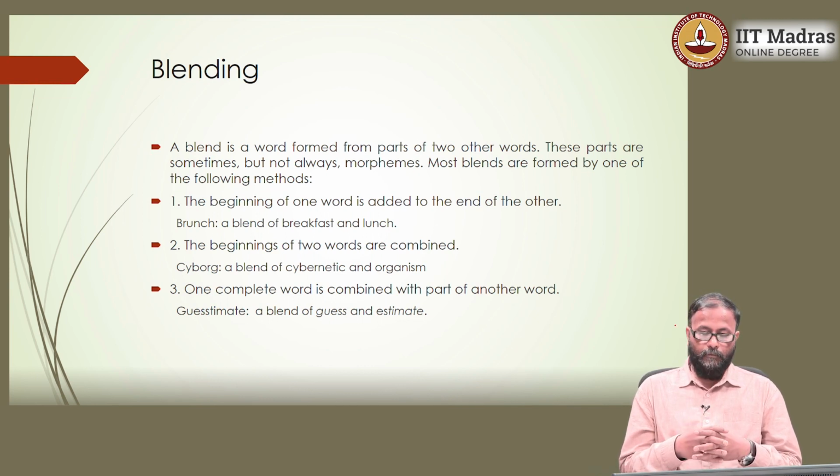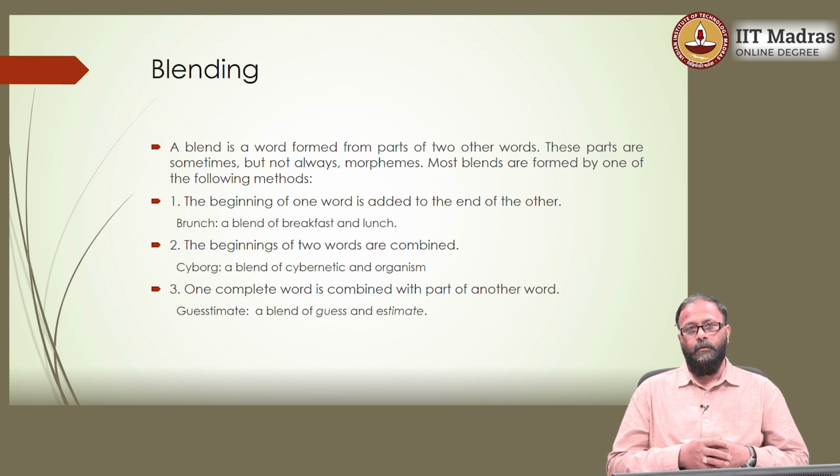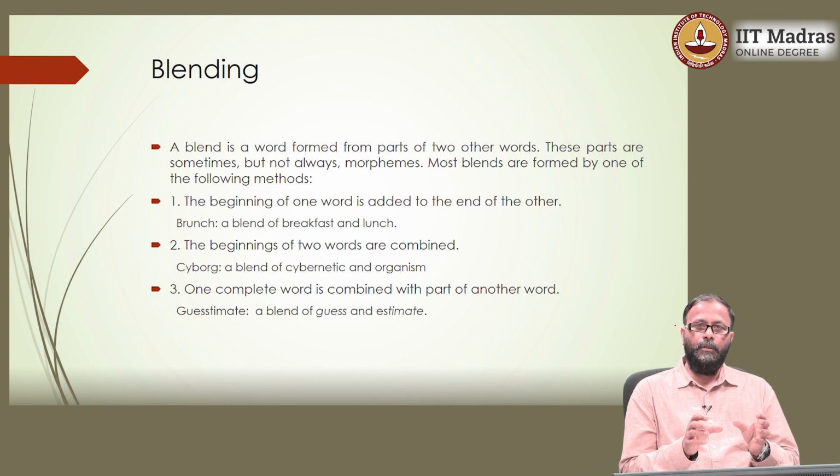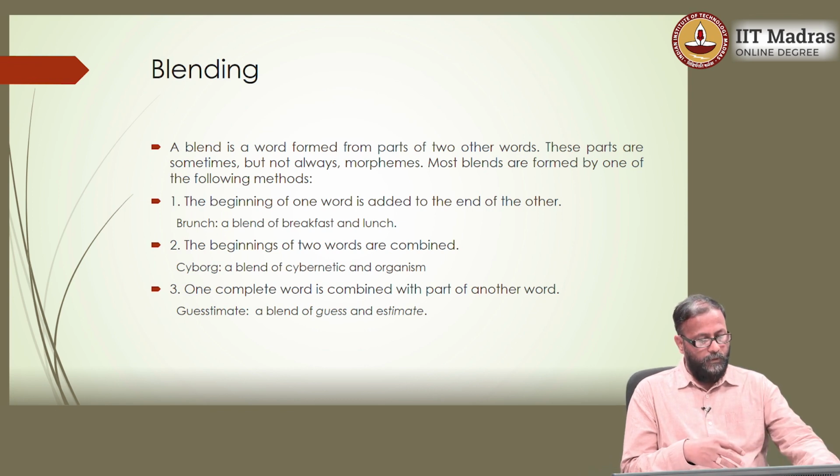Words like cyborg, right, a blend of cybernetic and organism. So part of cybernetic and part of organism are blended together to get a new word, cyborg, right. Guesstimate, two words, guess and estimate. We blend them in such a way that parts are dropped and then we get a new word, right. The two words are independent words, but out of these two independent words we get a new word by blending. Breakfast is an independent word, lunch is an independent word, but when we blend them together, we get brunch, breakfast and lunch, right. So, this is blending.